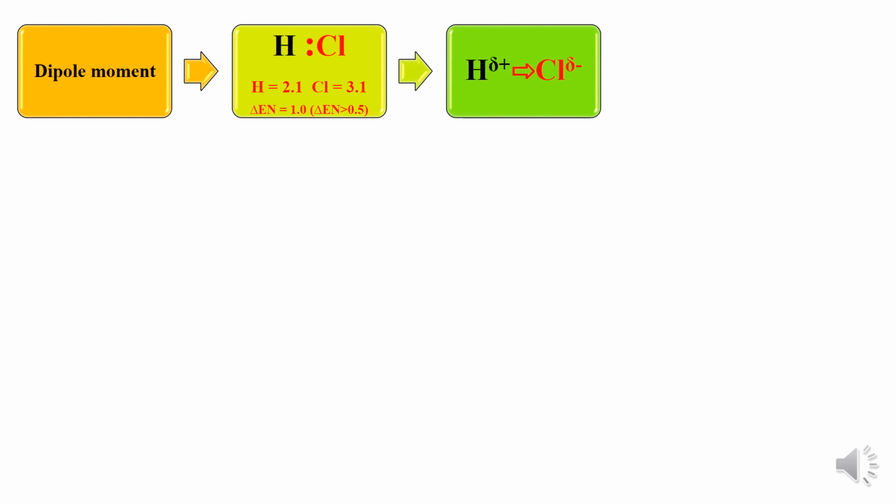So remember, whenever the electronegativity difference between the bonding atoms in a molecule is greater than 0.5, you can take it for granted that the molecule will be polar in nature, or it will be a polar molecule. So here in the case of hydrogen chloride molecule, the electronegativity difference is 1, which is greater than 0.5. Therefore, it will be a polar molecule.